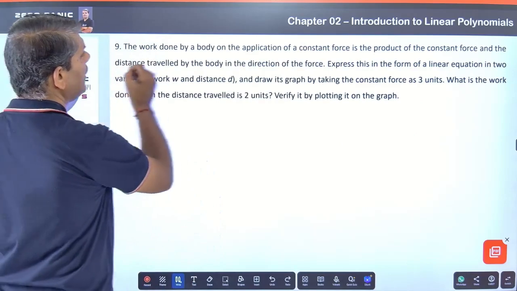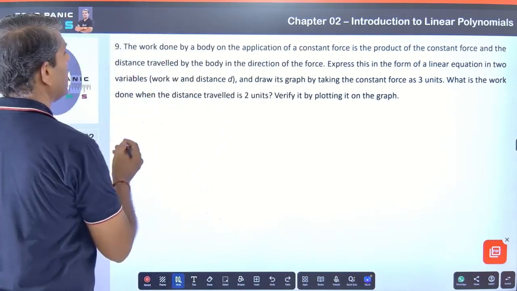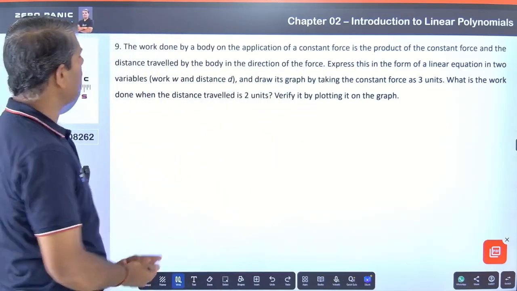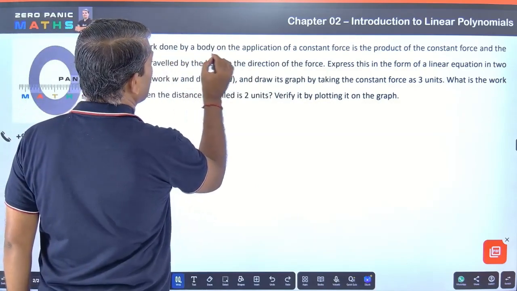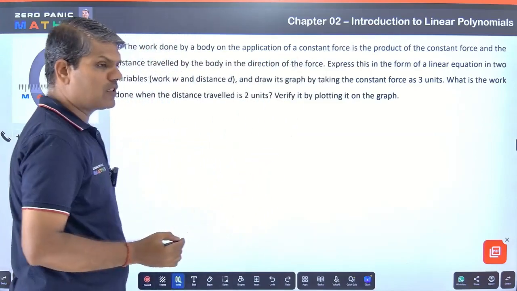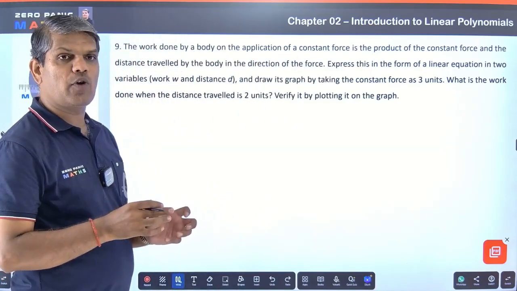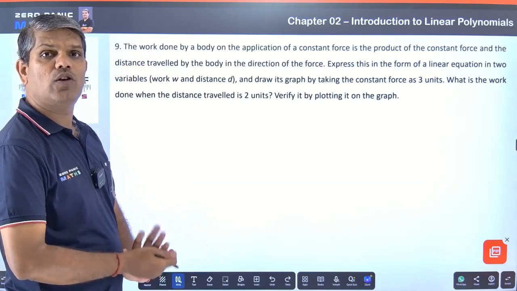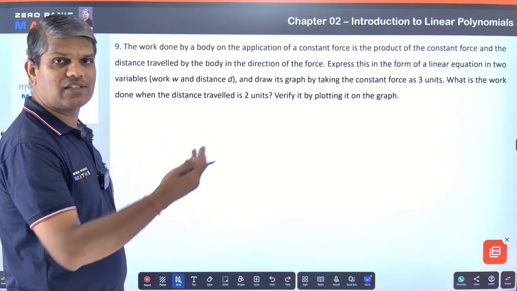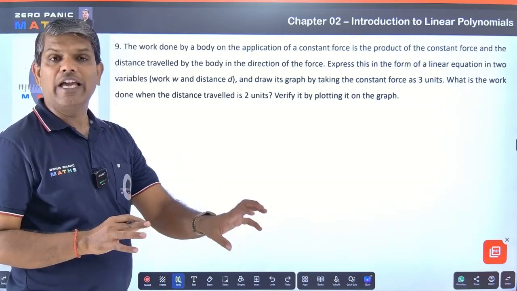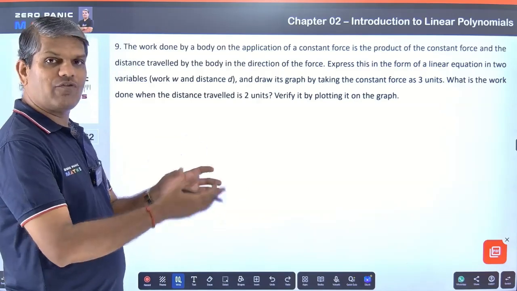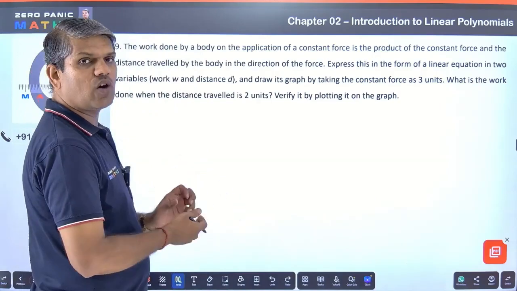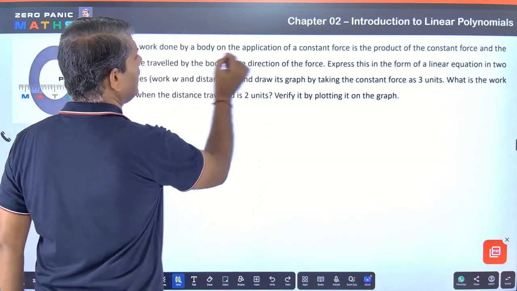Now let us read this problem and then try to understand how we can represent this into a linear polynomial. Now the work done by a body on the application of a constant force. This is based on the physics formula of work done. You might have studied that formula. Work done is equal to force applied multiplied by the distance traveled. If you apply a force on any object by some value, then the distance traveled by the applied force is what is called work done. So that is explained in this problem.